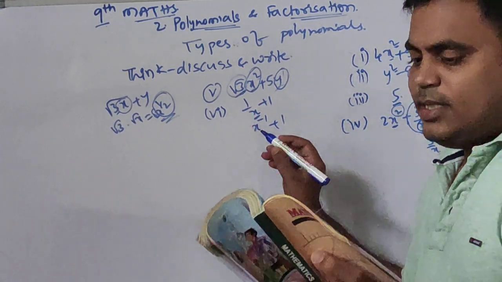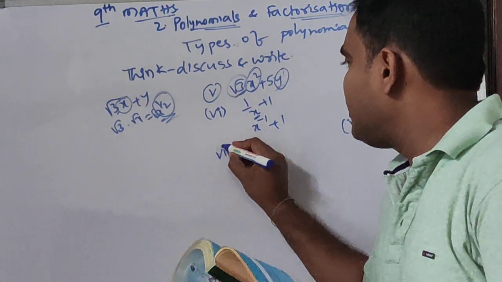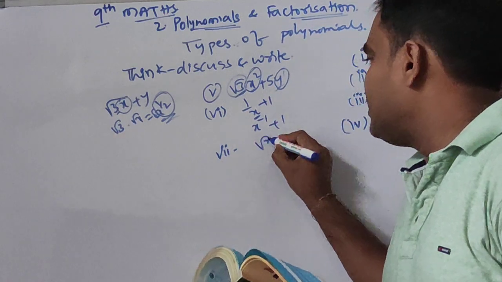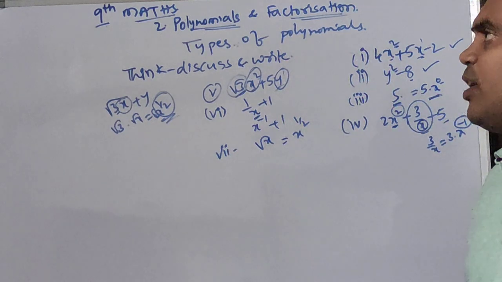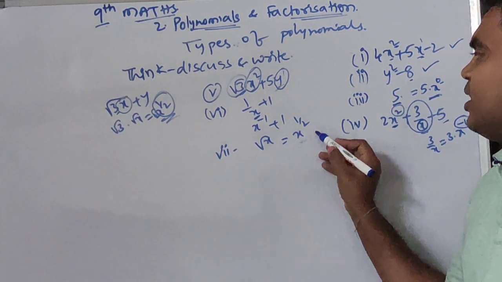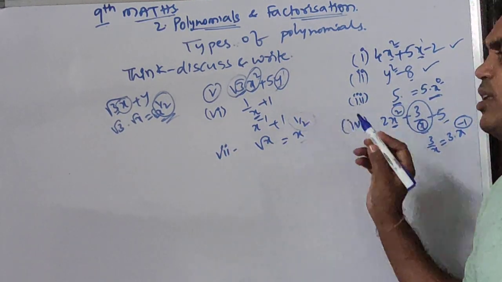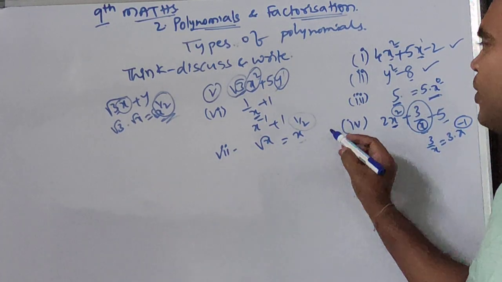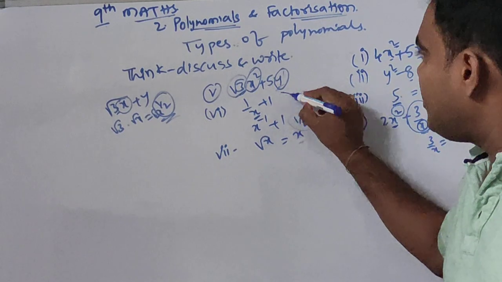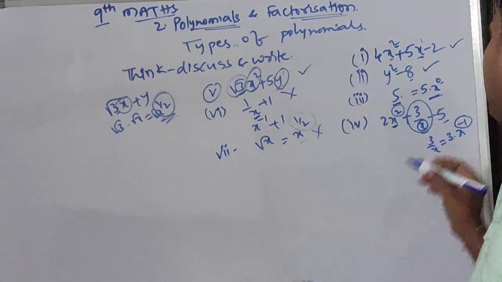Next, seventh, root x. Root x we can write as x power 1 by 2. The variable is x, and the power of x is 1 by 2. This is a fraction. It is not a positive integer. So it is not a polynomial.